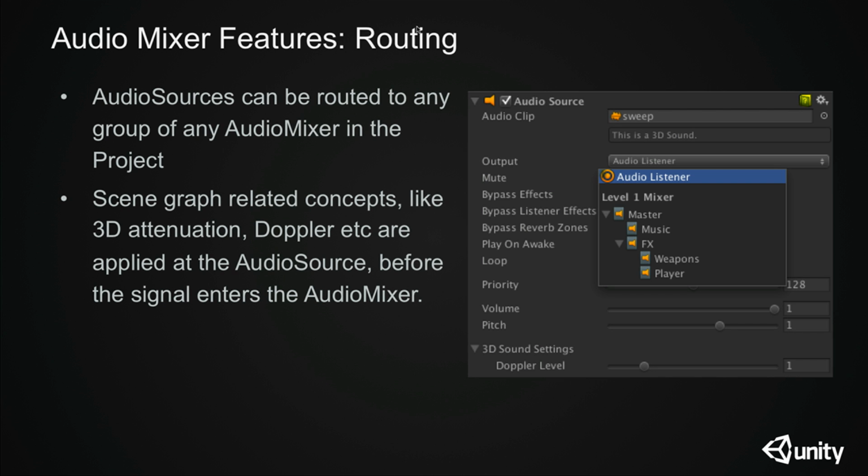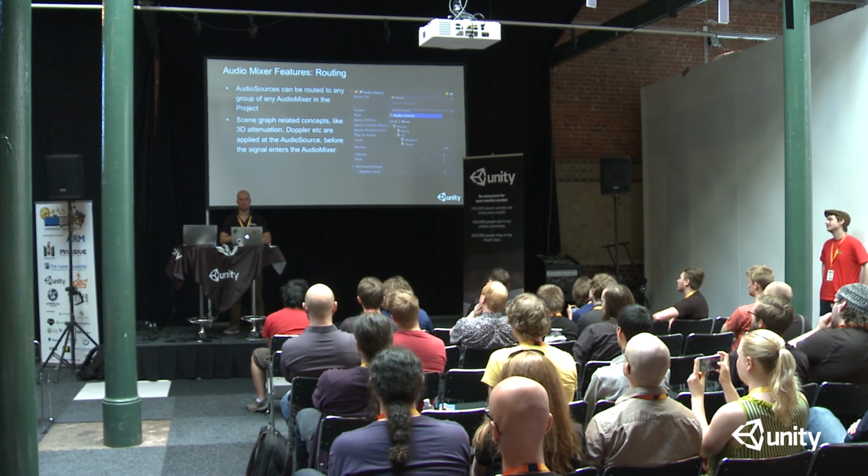And just a side to this, scene graph related concepts. So mixing is orthogonal to the scene, and it's very important that it's orthogonal to the scene, because audio generally, or it can be, but it's generally not related to the scene graph. But things like 3D attenuation, Doppler, and stuff like that, that's all applied and calculated at the audio source before the signal hits the audio mixer.